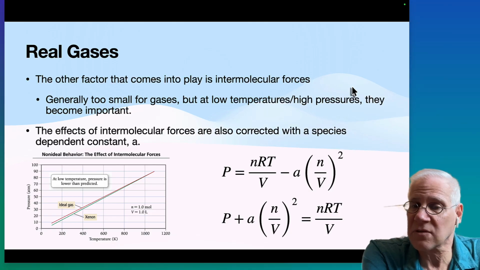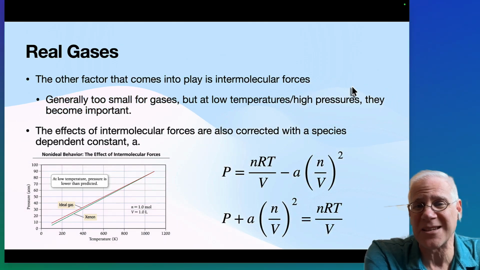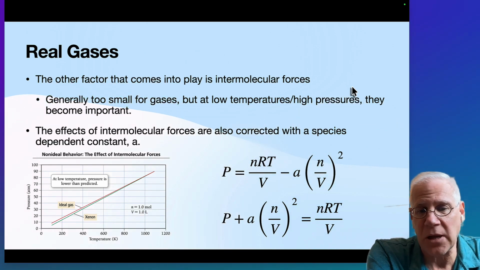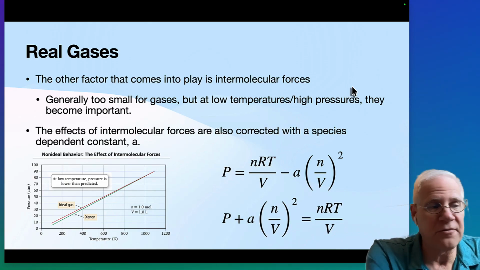Remember, n over V, so that's number of moles over volume. So that's essentially molarity. So we're looking at a times the concentration squared. We can just put all of that on one side. So we say P plus a times n over V squared. So that's our pressure and the pressure correction factor equal to nRT over V.